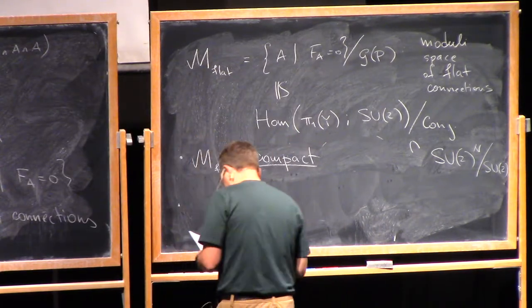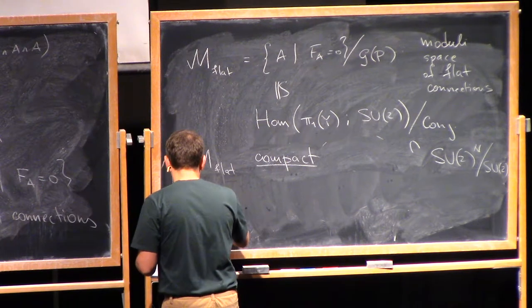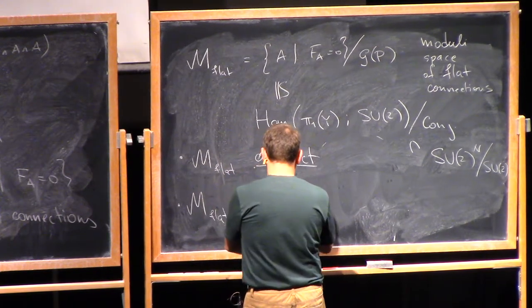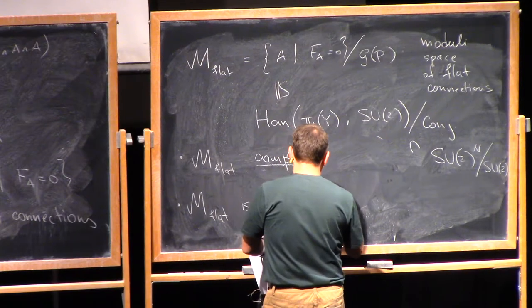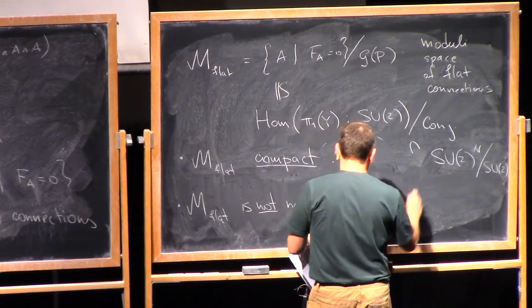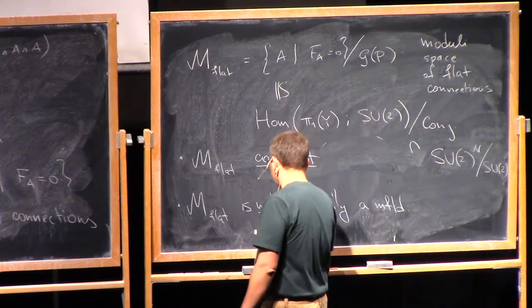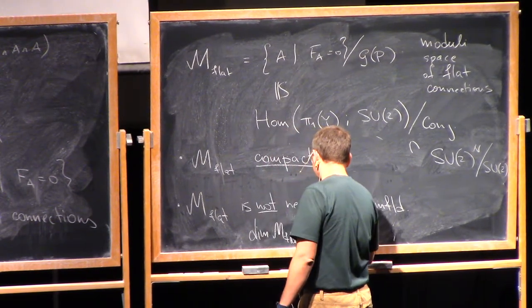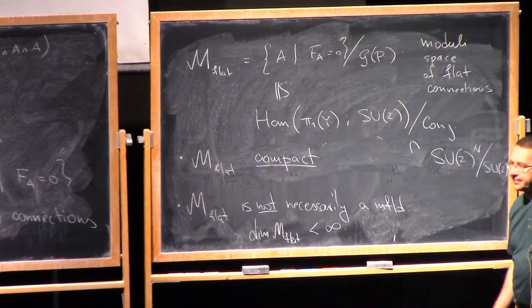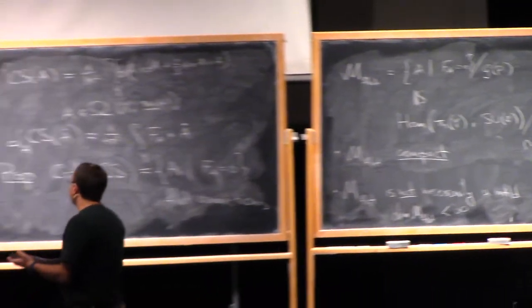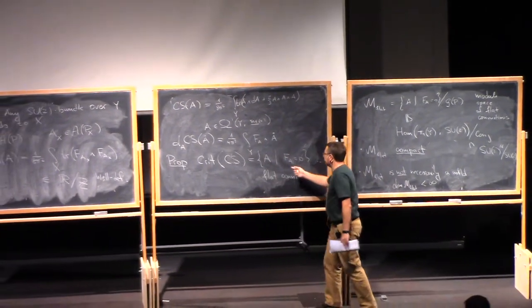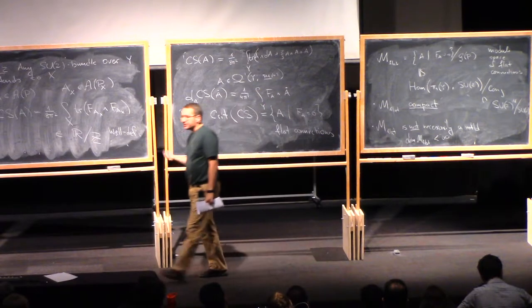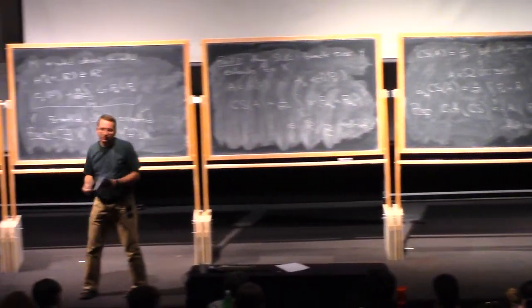Now, what we can also see is that M flat is not necessarily a manifold. And moreover, the dimension of M flat is finite, but it can be arbitrarily large. Now, why is this not really pleasant news? Because you see, we are studying critical points of a function, and generically we would expect to see a finite set of points, but this turns out not to be the case, at least in full generality.